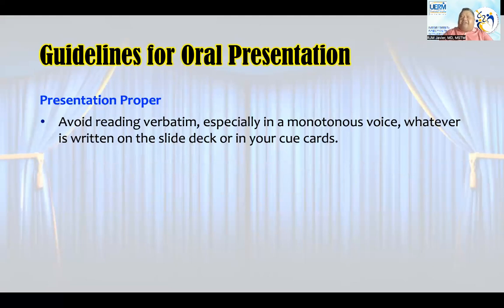I've mentioned about having cue cards, but of course we don't want you to read verbatim, especially in a monotonous voice, whatever is written on your slide deck or in your cue cards. I've seen even very competent clinicians who would come up with slides, and when they deliver lectures, they would simply read whatever's written on their slide deck and give that lecture for 15 minutes, and the next thing you know, when you move your head towards the audience, the majority of the audience will already be dozed off, or will already be having their rapid eye movement type of sleep, because it is very monotonous and boring.